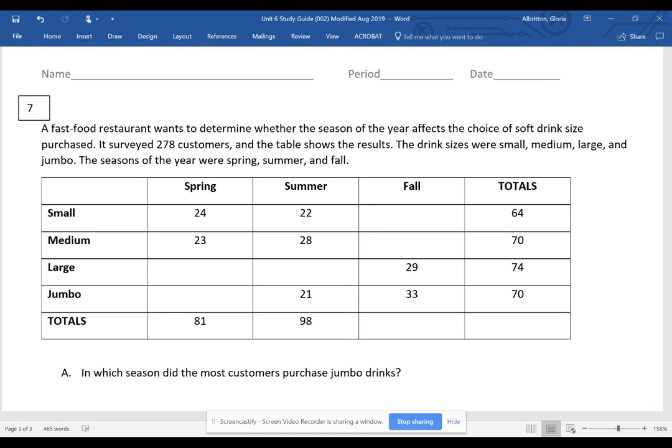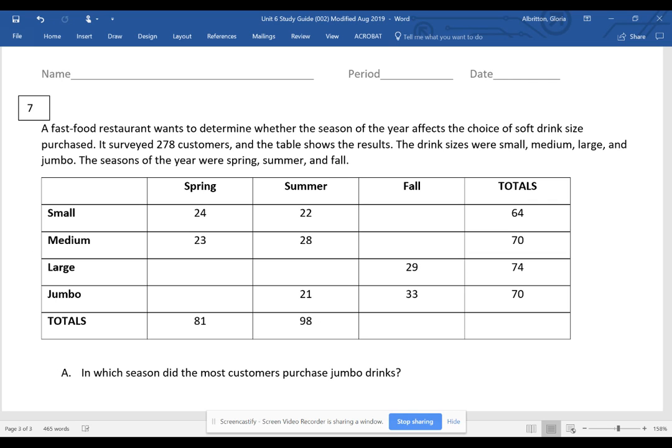So, number 7, a fast food restaurant wants to determine whether the season of the year affects the choice of soft drink size purchase. It surveyed 278 customers, and the table shows the results. The drink sizes were small, medium, large, and jumbo. The seasons of the year were spring, summer, and fall. Before we actually answer the questions, we've got to complete the table because some of the totals were left off.